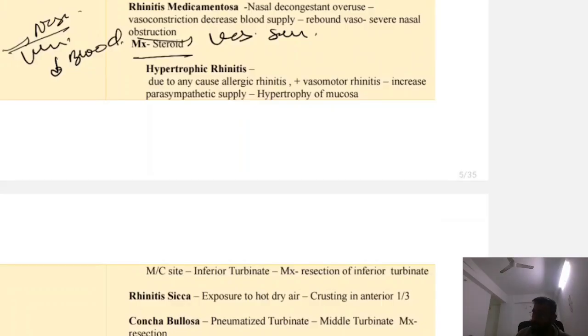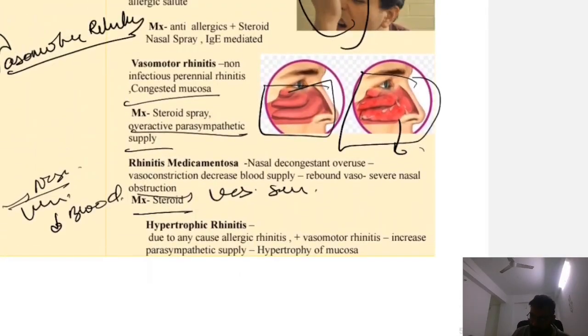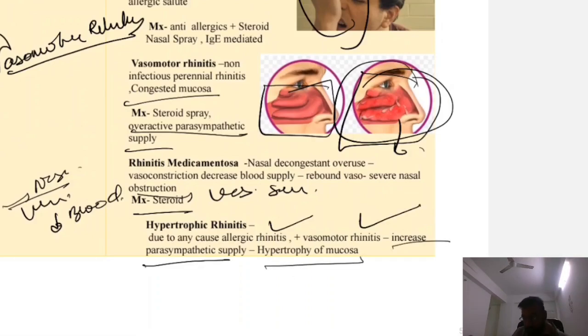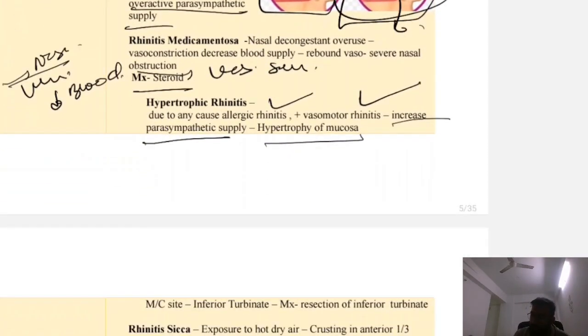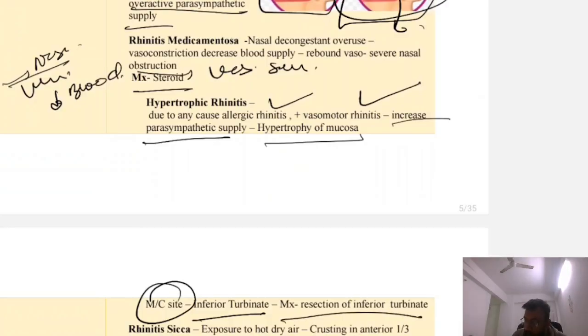So next is hypertrophic rhinitis. It could be due to any cause. It could be due to allergic rhinitis or vasomotor rhinitis, an increase in parasympathetic supply, which leads to hypertrophy of the mucosa. So it causes hypertrophic rhinitis. Okay, the most common site is the inferior turbinate. If it is hypertrophied, what you have to do is resect the inferior turbinate. Next is rhinitis sicca. So what is rhinitis sicca? It is exposure to hot dry air, which leads to crusting in the anterior one third. So that is rhinitis sicca.